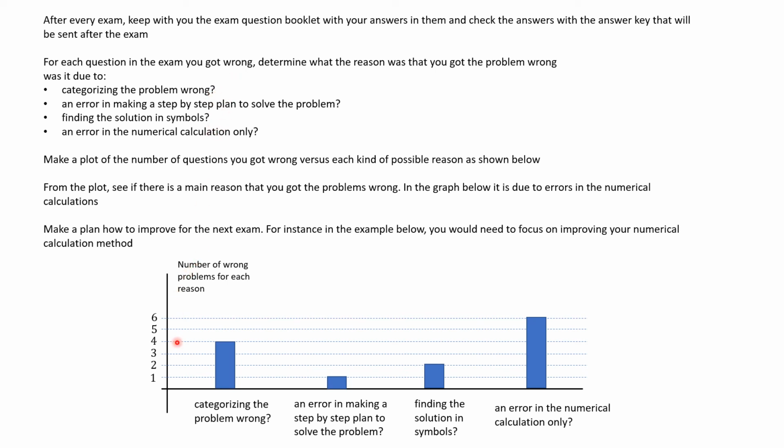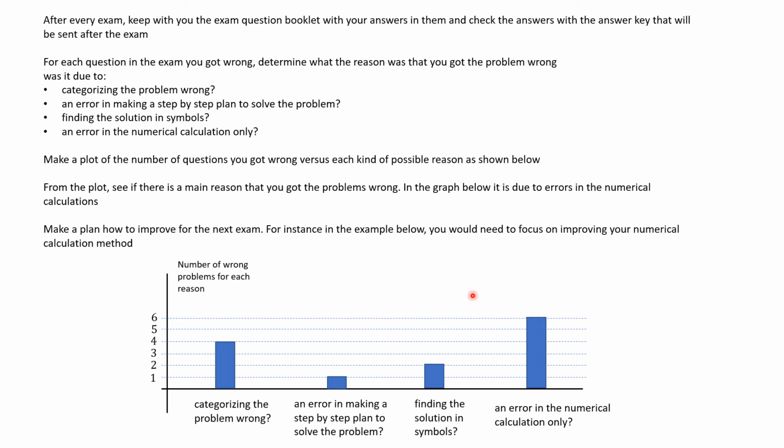Then you can make a simple plot like this if you want. It's a nice way to just categorize things. You put each category, this is the first category, second category, third category, fourth category, and then the number of problems that you got wrong because of this issue. In this example, it's 4. The number of problems you got wrong because of this issue is, in this case, 1. The number of problems you got wrong because of this issue, say it's 2. And because of this issue, say it's 6.